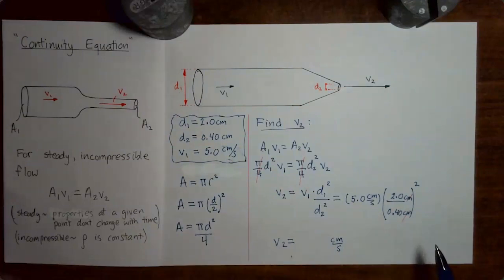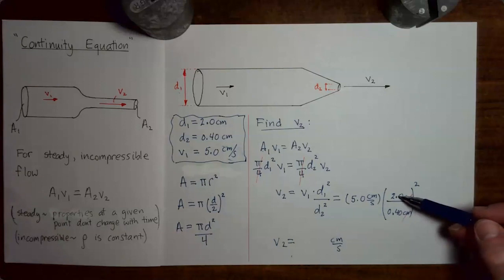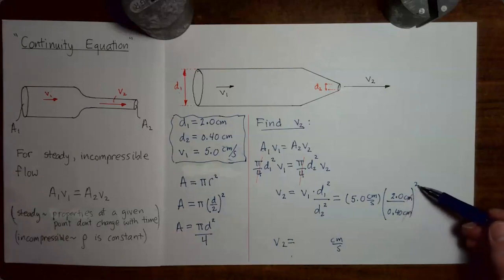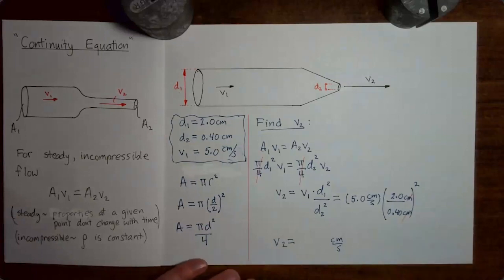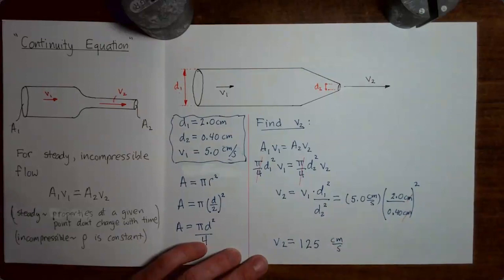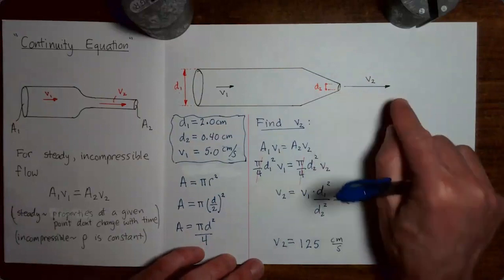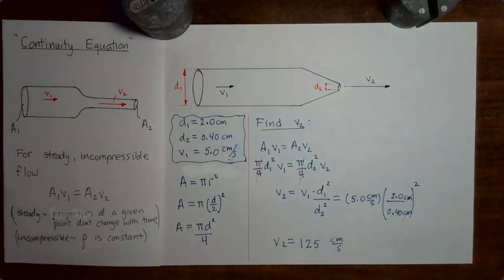Here, maybe even try to do this without your calculator. Notice that this thing in the parentheses is 2 over 0.4. So ask yourself, what is 2 over 0.4? Square that in your head, then multiply by 5 and see if you can get the right answer. Maybe pause the video, see if you can do this in your head. And doing that in your head or on your calculator, you'll get 125. So the speed of the fluid as it exits the nozzle is 125 centimeters per second. And now we have done our first problem using the continuity equation.